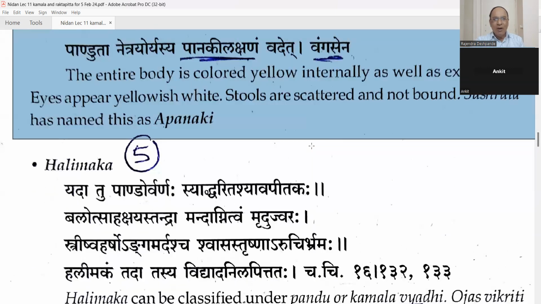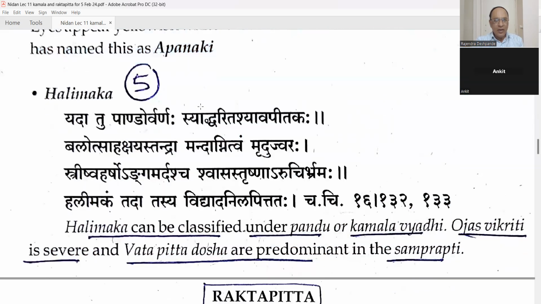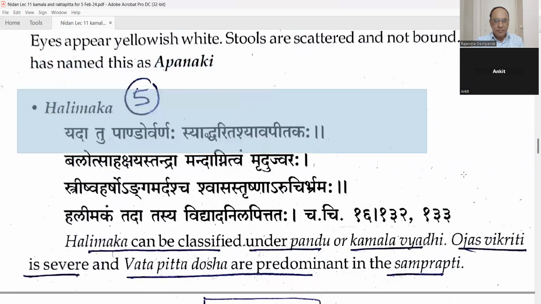Okay. Now Halimaka. What is Halimaka? We will see about Halimaka. Here, can you see?